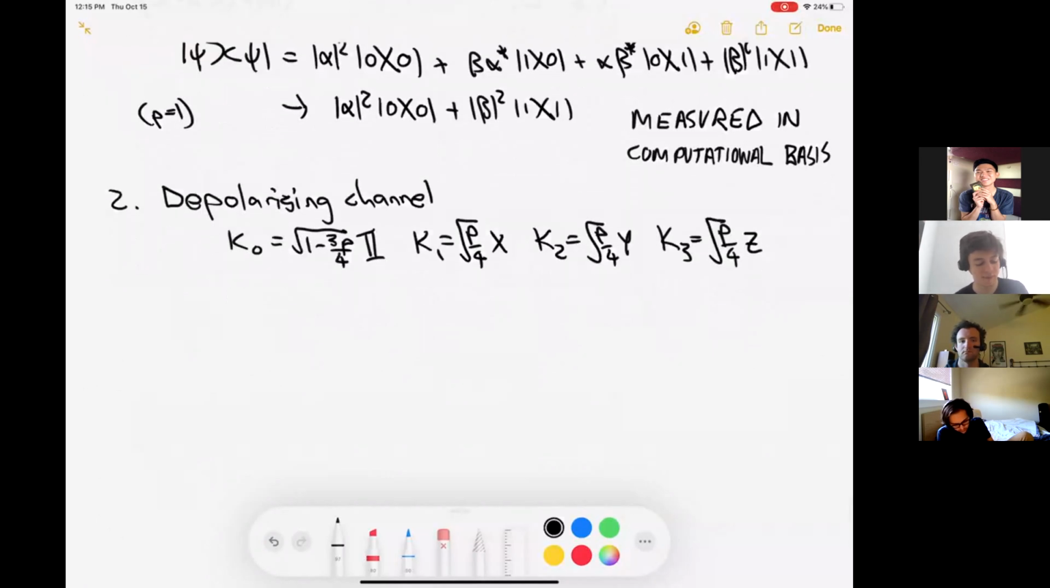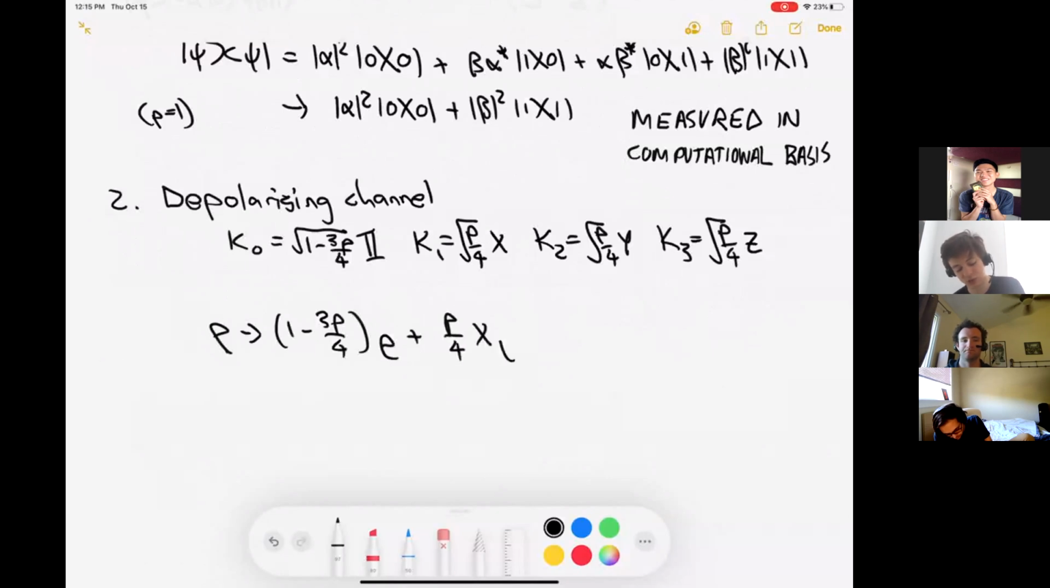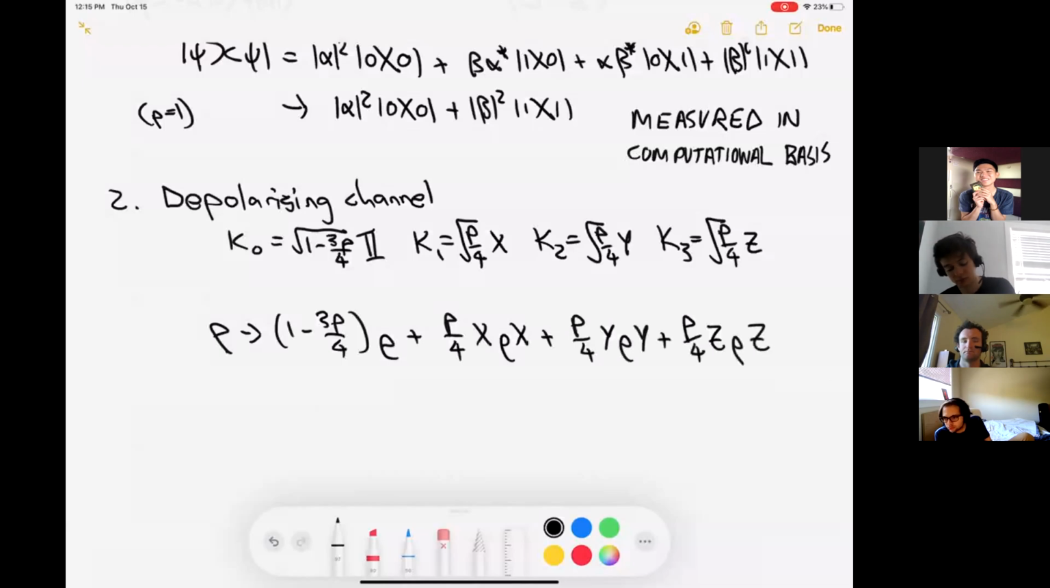What does this do to an input state? Well, rho goes to 1 minus 3p over 4 times the identity, rho, identity, which is just rho, plus p over 4 times X rho X, plus p over 4 times Y rho Y, plus p over 4 times Z rho Z.